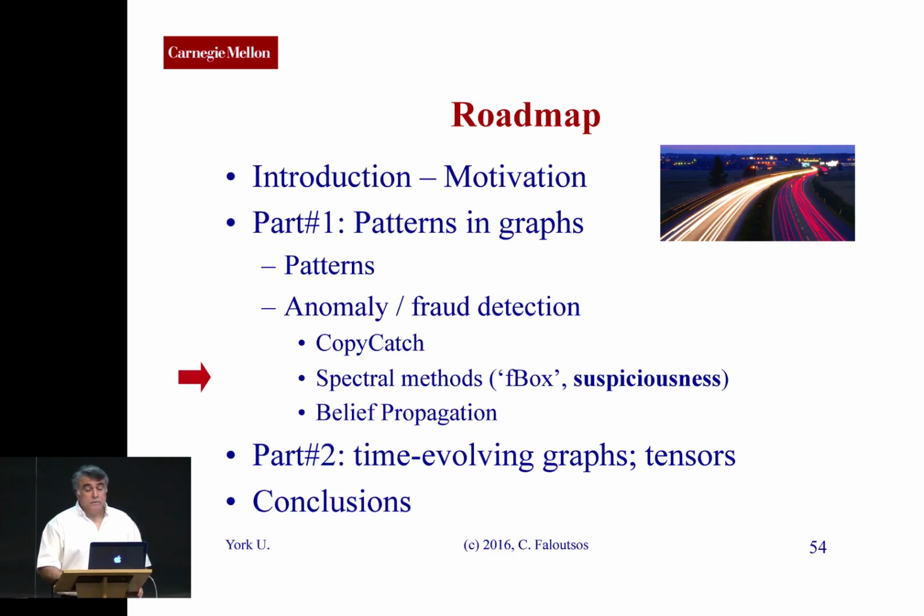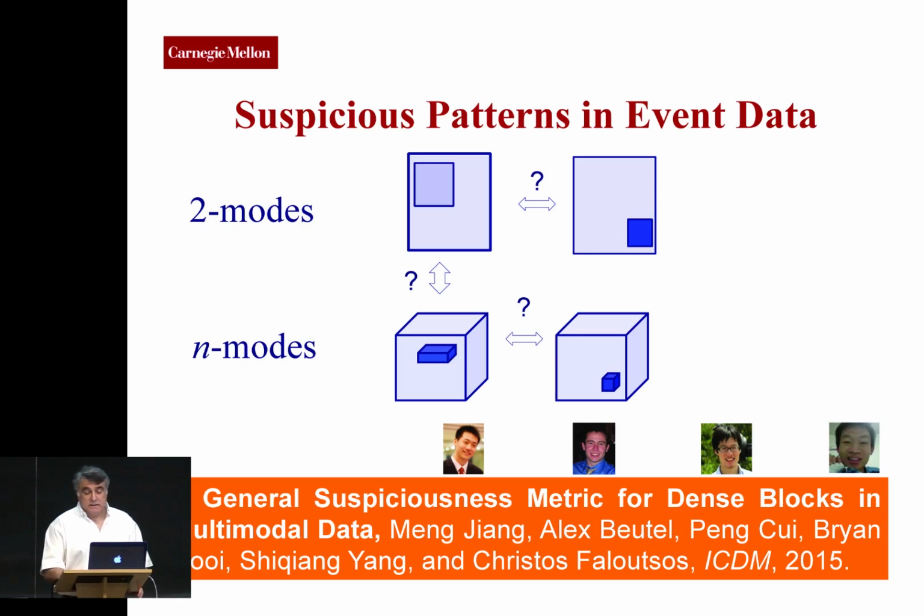The list continues. How would we measure suspiciousness? This is very recent, two months old, ICDM 2015, November. So the question is, we have a matrix, users and products, and we have a bunch of users and a bunch of products which are very dense.